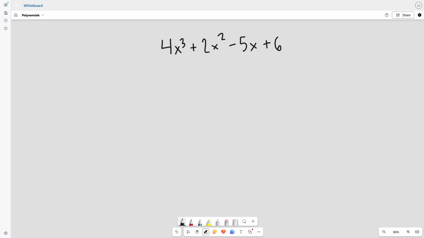Whenever you see polynomials, you might hear some of them referred to as binomials and trinomials. Basically, a binomial would be, let's say we just took negative 5x plus 6. That would be a binomial because there are two terms. And then a trinomial would just include 3 terms. So say we include the 2x squared minus 5x plus 6.